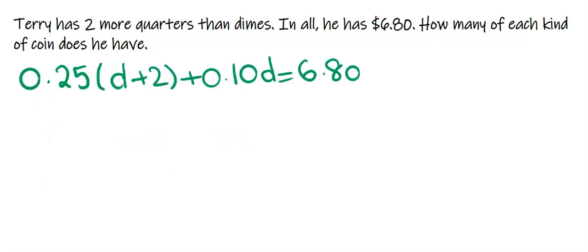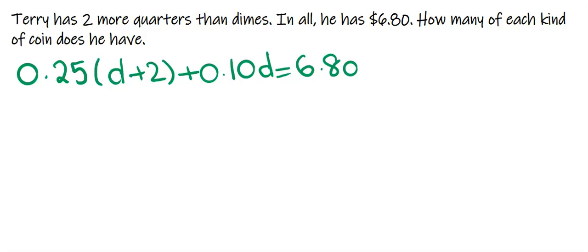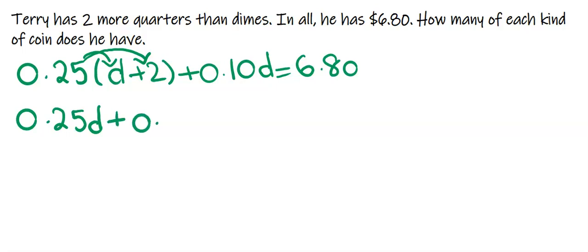Now we have to solve. 0.25 times D over here is 0.25D. 0.25 times 2 is equal to 0.50. And I'll just write the rest as is.